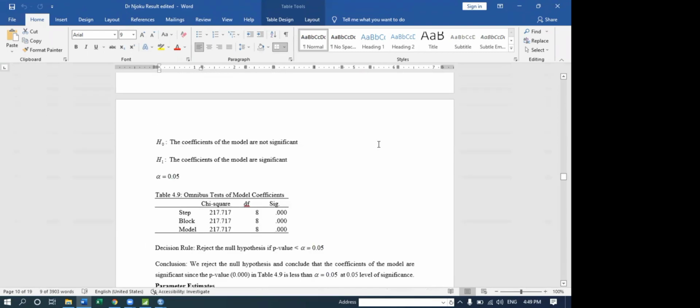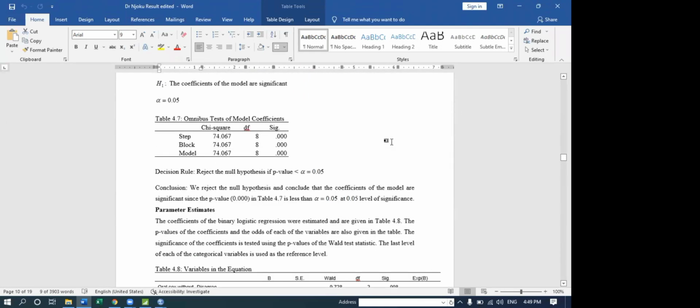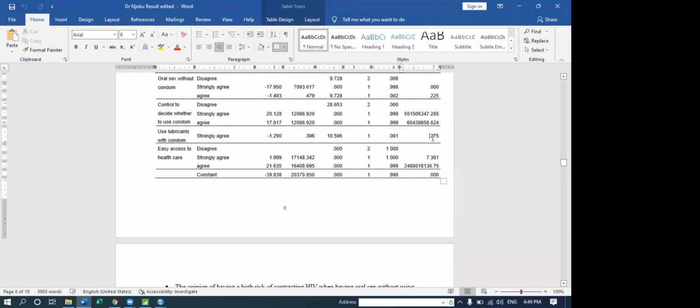So assuming this value is 1.275. Assume it is 1.275. How do you interpret it? First, you tell us that the variable is significant. Using lubricant with condom significantly affects the HIV status, whether it will be positive or not. Those that strongly agree and those that disagree, it significantly affects. That means whether you are using lubricant with condom or you are not using it, it significantly affects. That means both of them are not behaving similarly.